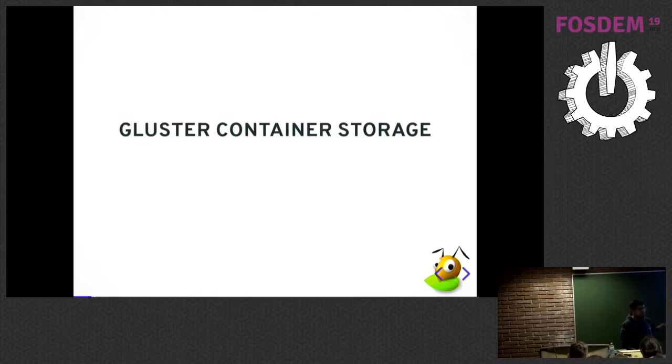So Gluster Container Storage, I'll be calling it GCS for short. Please don't get confused with GCS because in Kubernetes there is already GCS, which stands for Google Cloud Storage. It's not Google Cloud Storage, it's Gluster Container Storage. We would welcome suggestions for a better name. So for now it's GCS. I'll be calling it GCS.